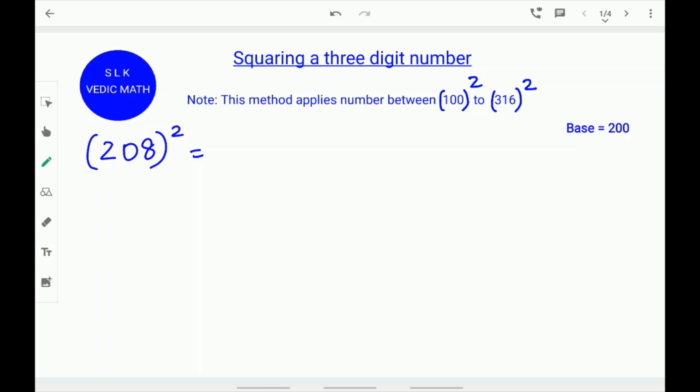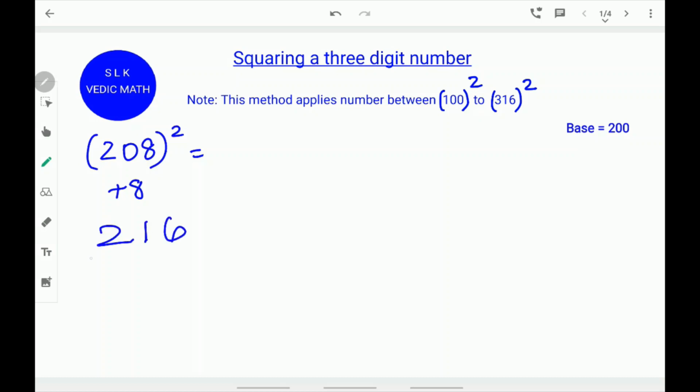Find the base for 208, which is 200, because 208 is close to the base 200. Find the difference between 208 and the base 200, which is 8. Write 8 as plus 8 to show that 208 is greater than the base 200. Next, add 208 plus the difference 8. 208 plus the difference 8 is 216.